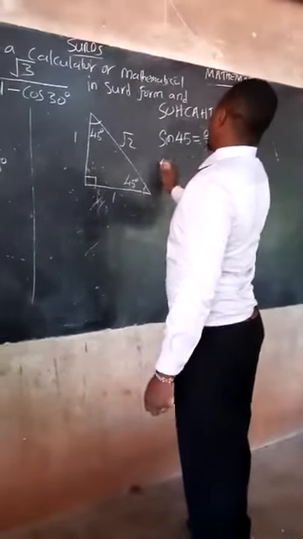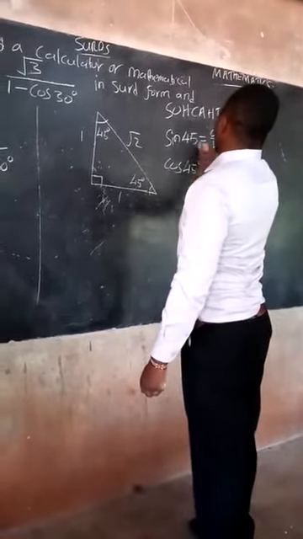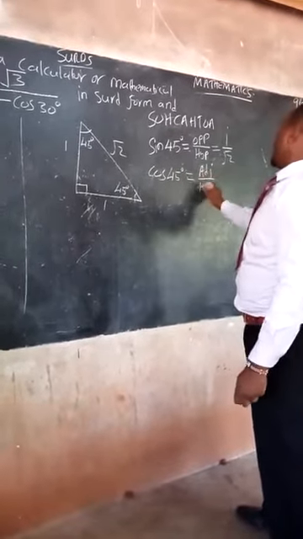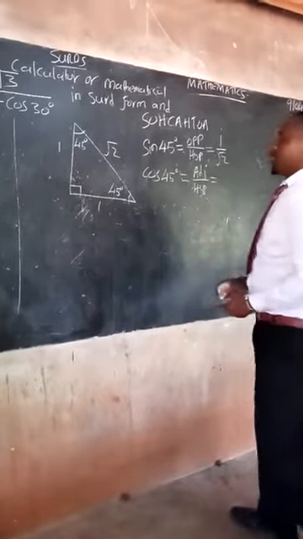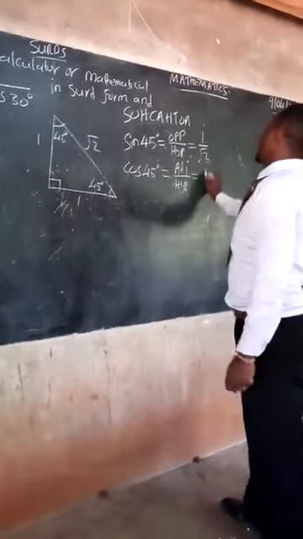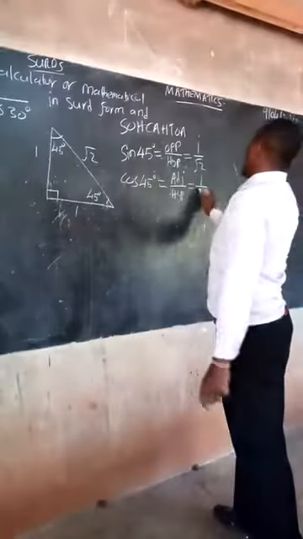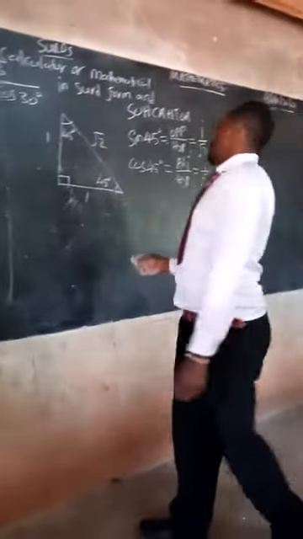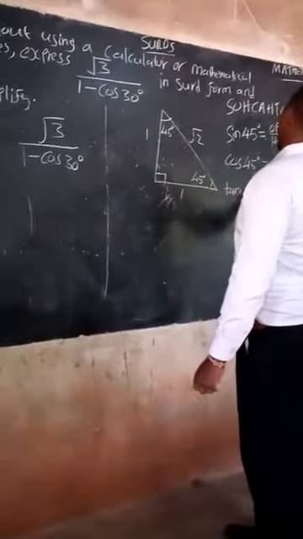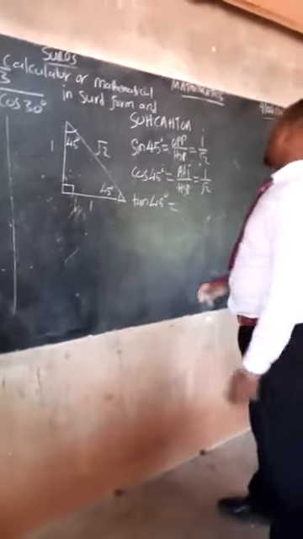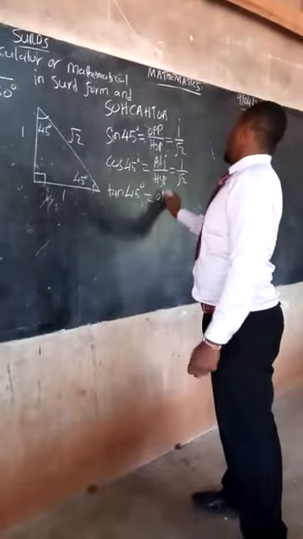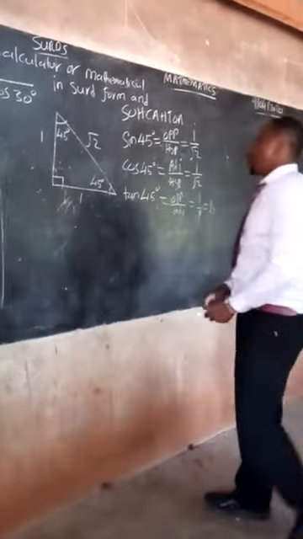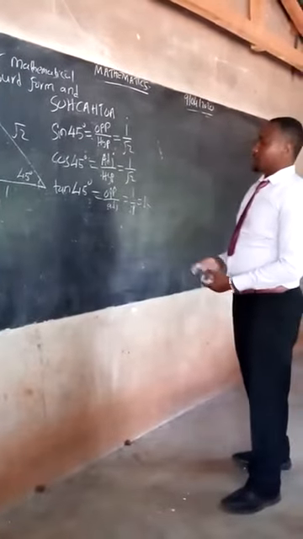Then cos 45 degrees is equal to adjacent over hypotenuse. What is our adjacent? Our adjacent is 1 over hypotenuse root 2. So cos 45 is the same as 1 over root 2. And then we have tan 45 degrees, which is equal to opposite over adjacent, which is 1 over 1, which is equal to 1. So if you press tan 45, it will give you 1.